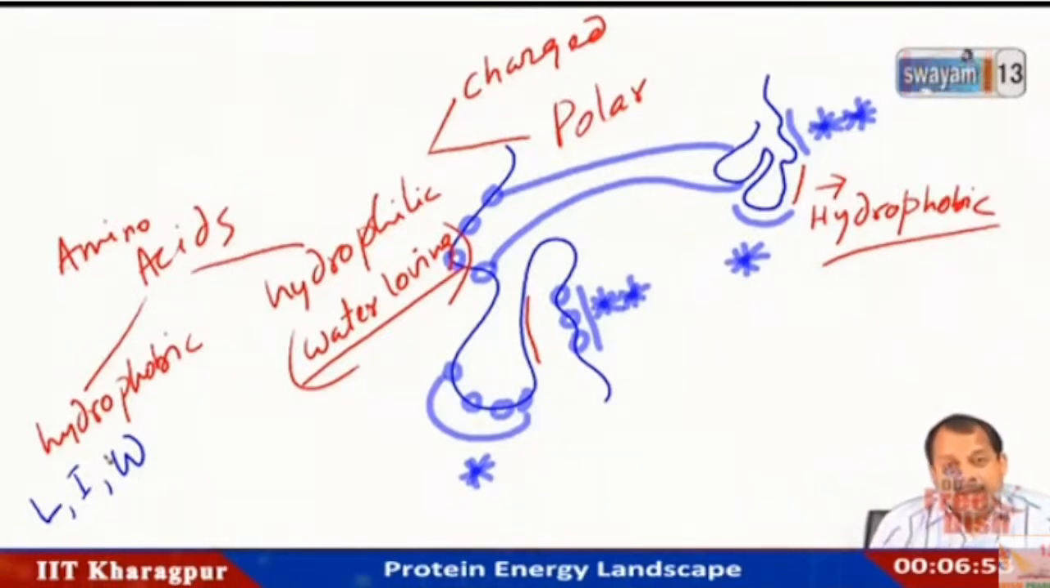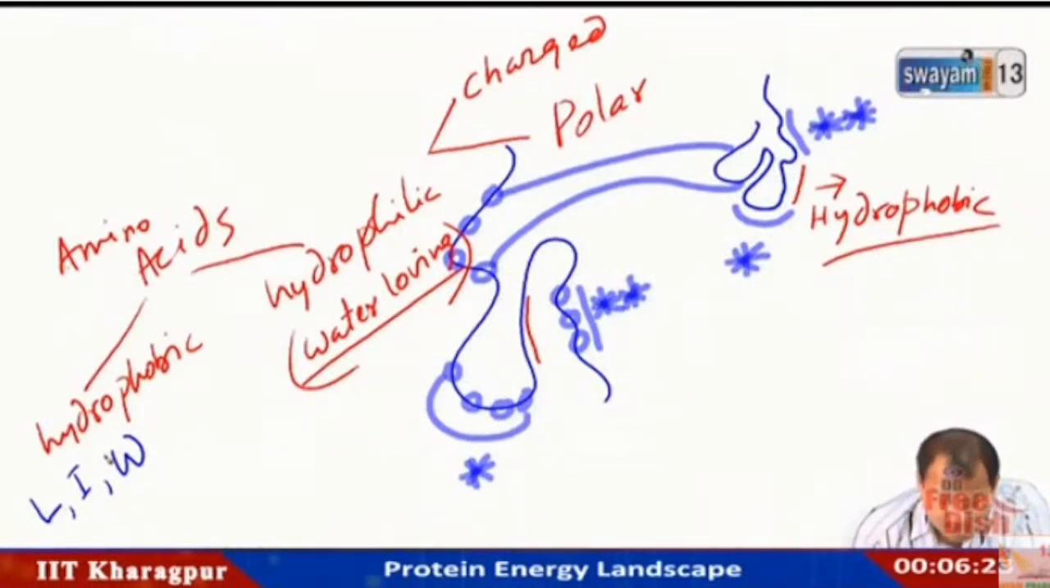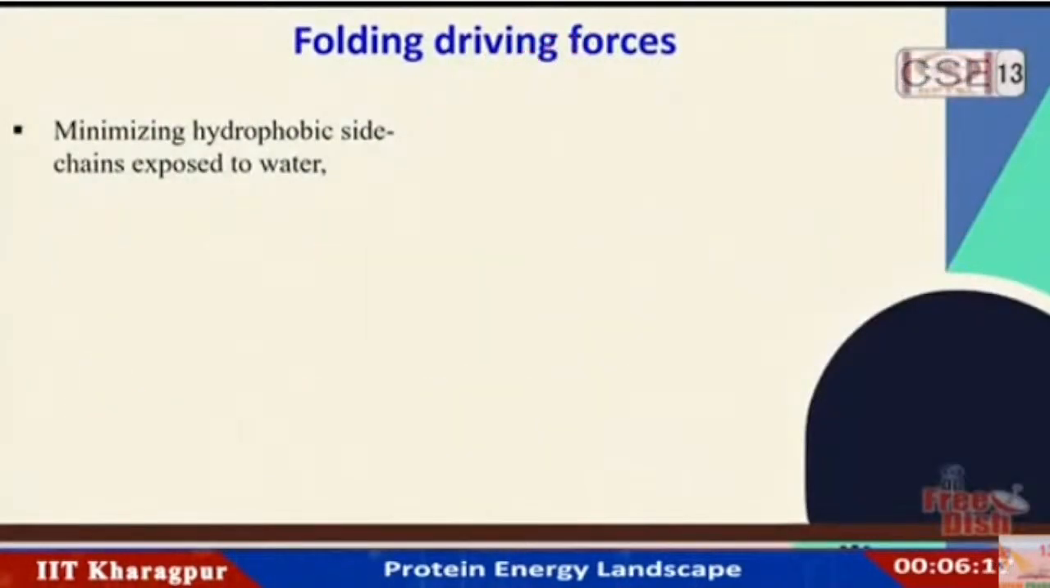But the point is that although the individual contribution of a hydrophobic residue is less compared to, say, charge interaction or disulfide bond interaction, if I take the summation over the individual contributions, then it will be very high. So, going back to that slide, minimizing hydrophobic side chain exposed to water is one.